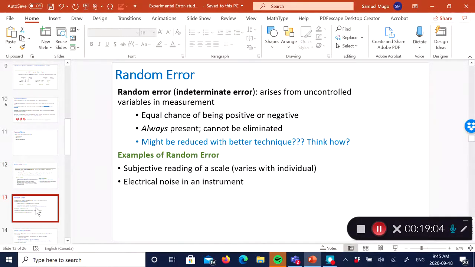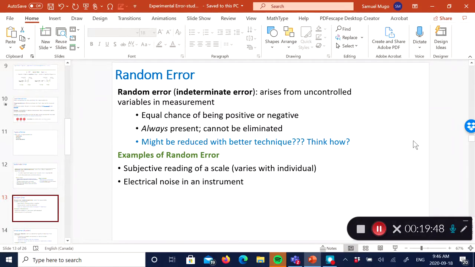Now, random errors, on the other hand, are random. They arise from uncontrolled variables, okay? So these ones are distributed such that sometimes they are negative, sometimes they are positive, okay? So they are always present and they cannot be eliminated. However, you can quantify them. You can know the extent of the random error, and that's a key. You can know the extent of the random error, but it cannot be corrected. However, they can be minimized if you use a better technique.